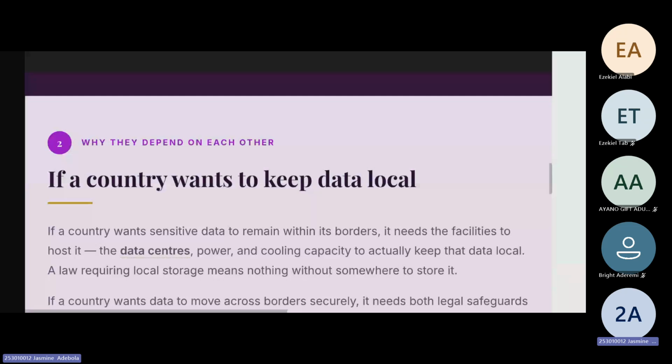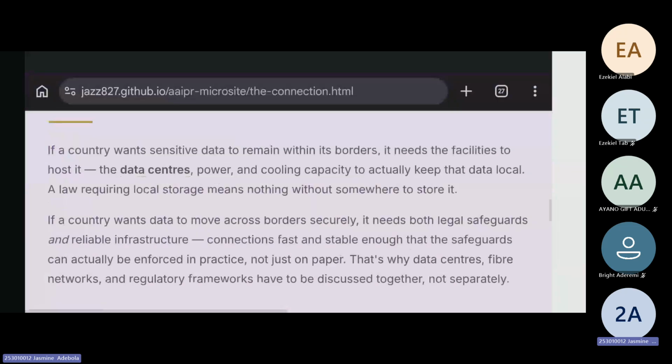A law requiring local storage means nothing without somewhere to store it. So if a country wants data to move across borders securely, it needs both legal safeguards and reliable infrastructure: connections fast and stable enough that the safeguards can actually be enforced in practice and not just on paper.